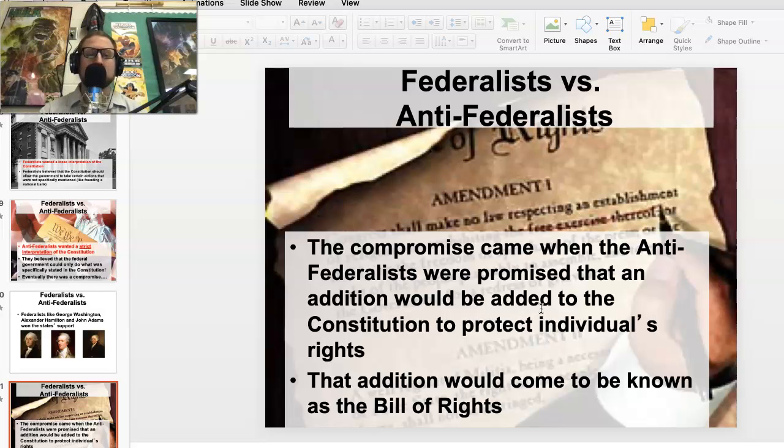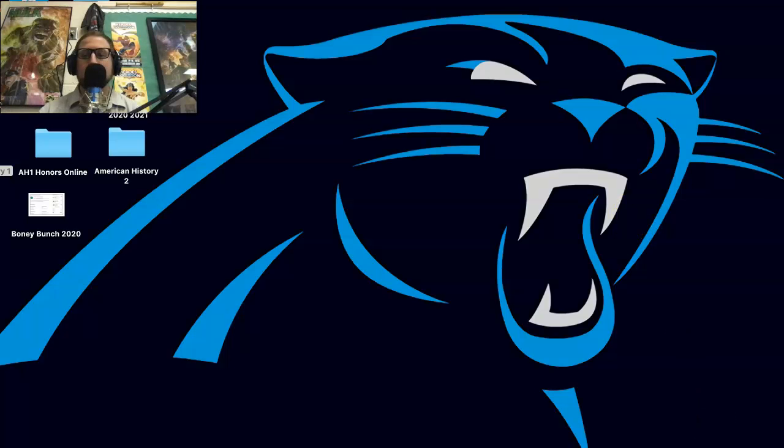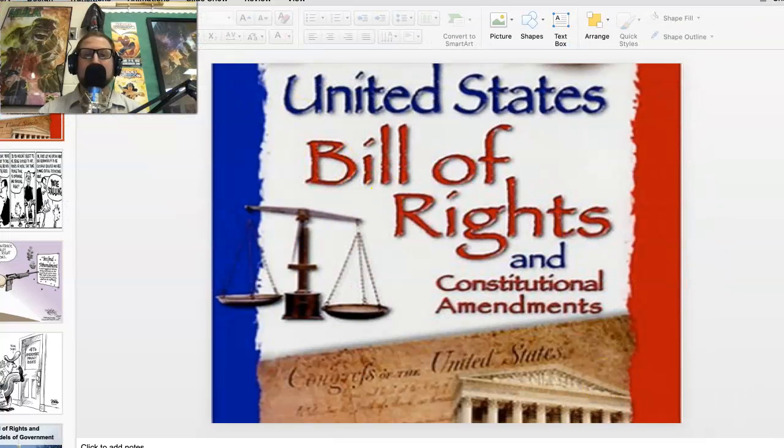And the eventual agreement is, to get the states that need to vote to ratify the Constitution to vote, the Federalists promised the Anti-Federalists the Bill of Rights, the first 10 amendments to the Constitution, which are going to empower the citizen and the individual. That's it for the 2.4 section. So let's go to 2.5.